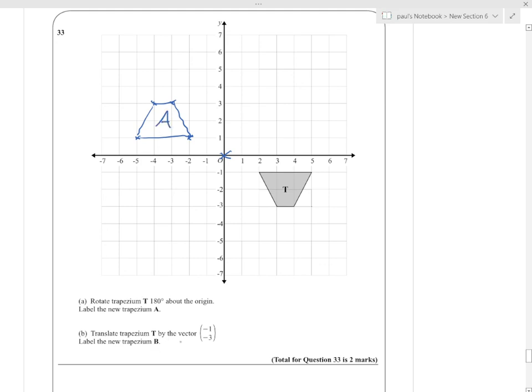Right, translate the trapezium by the vector (-1, -3). So the top one is the x vector, so we're going to go to the left, and then go down 3 for the y. So 1 to the left, and 1, 2, 3 is that corner. 1 to the left, 1, 2, 3 is that one. Same for the others. So that's the new one down there. And label that B.